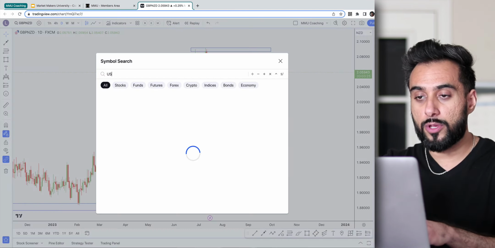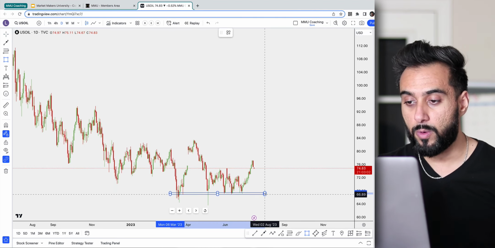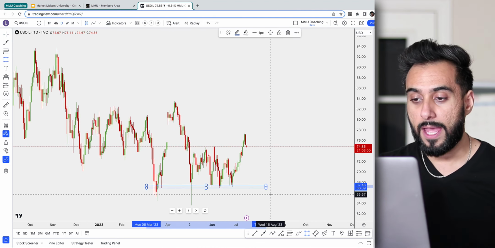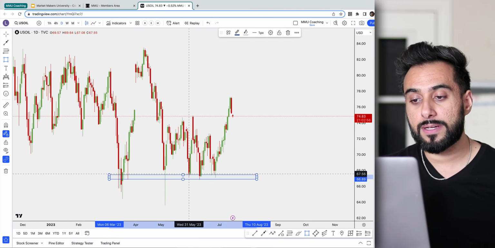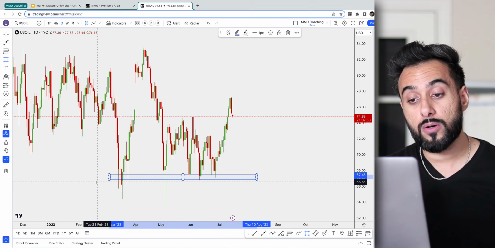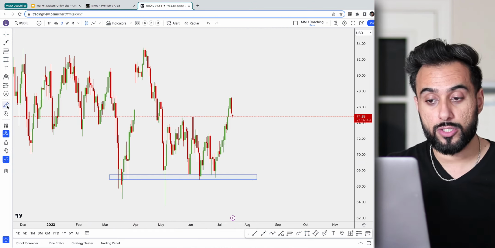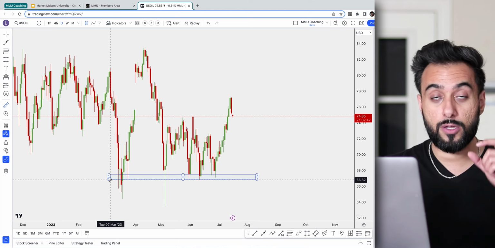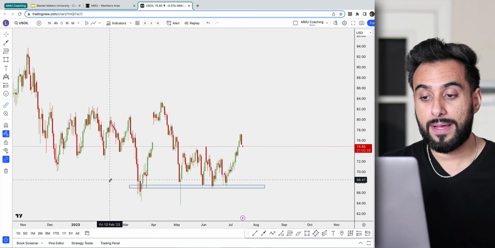Let's do another example, US oil. Now the demand zone is located right over here. How would we draw this? You want to try to capture as much of the wicks as you possibly can while trying to avoid as much of the bodies, while also still attempting to keep this as thin as possible. That is a main point I do want to stress: you want to keep these zones as thin as you can. I'll explain why in a little bit, but that is how you would draw that zone.